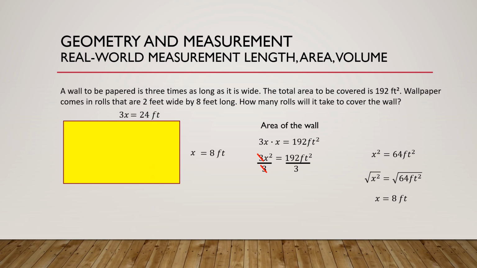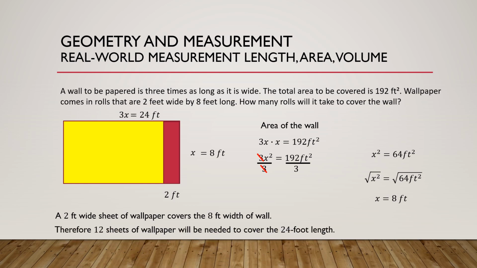Since a sheet of wallpaper is 8 feet long, then one sheet will cover the entire width and 2 feet of the length. Therefore, 12 sheets of wallpaper will be needed to cover the 24-foot length.